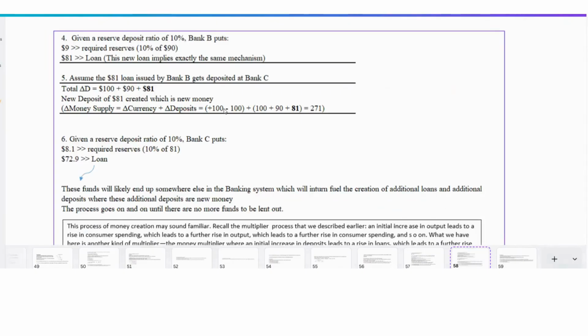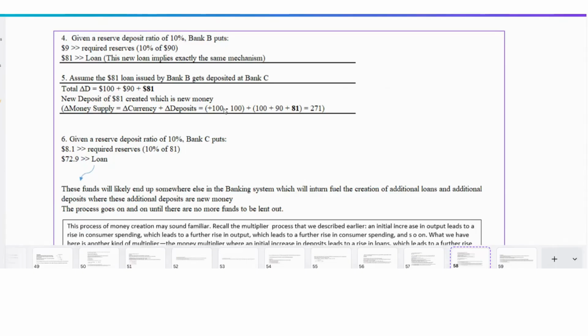Now, Bank B has received $90 of deposits, and given a reserve deposit ratio of 10%, it will keep 10% of 90, i.e. $9, as required reserves, and loan out the remaining $81, which will imply exactly the same mechanism as before. So assume this $81 loan issued by Bank B gets deposited at Bank C. So now you have $81 new deposits created, which is again new money.